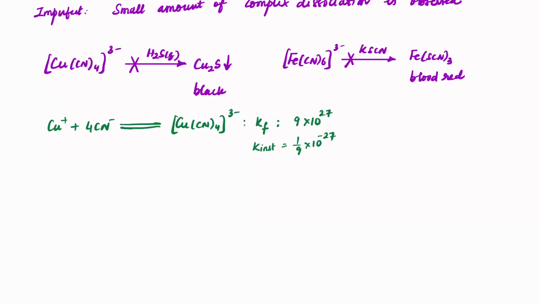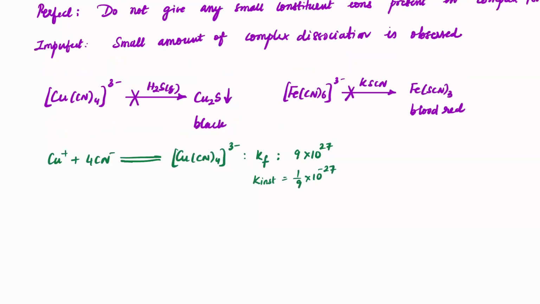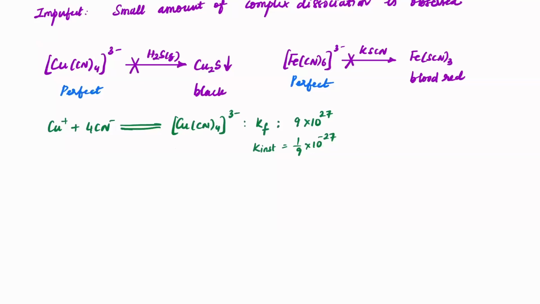Such kind of complexes are called perfect complexes. Hence, you can notice this is a perfect complex. This is also a perfect complex. Now, what are imperfect ones?